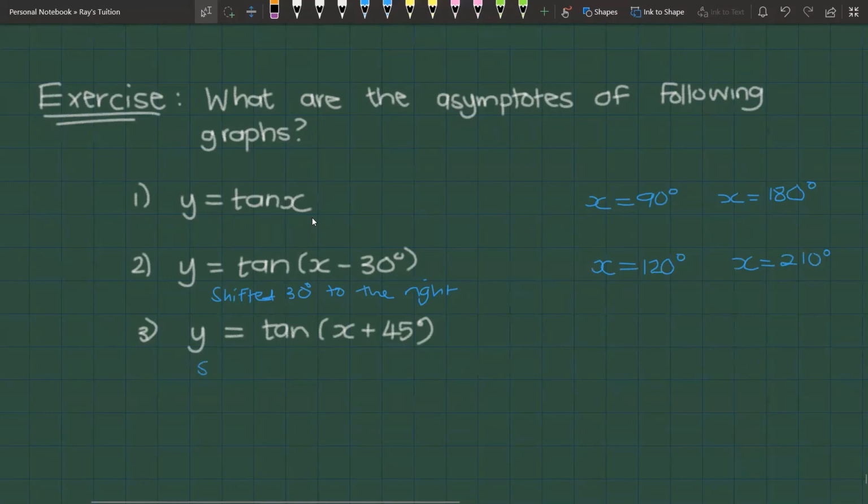Now this one here is shifted 45 degrees to the left. And how do we know it is to the left? Because of that plus. So x equals 90 will become x is equal to 45 degrees, which is 45 degrees to the left. And the second one is x is equal to 135, which is 45 degrees to the left. I hope that you have understood these concepts.